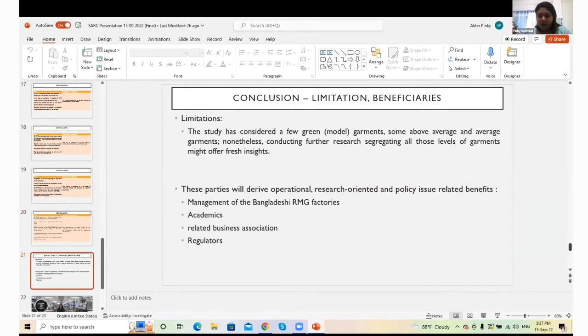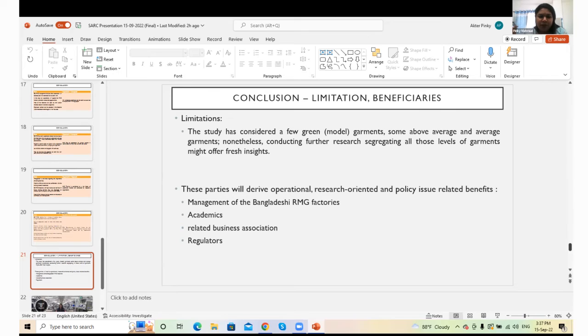Like all research, all studies, my study also has some limitations. This study has considered a few green garments, some above average and some average garments. Nonetheless, conducting further research segregating all those levels of garments might offer fresh insights.